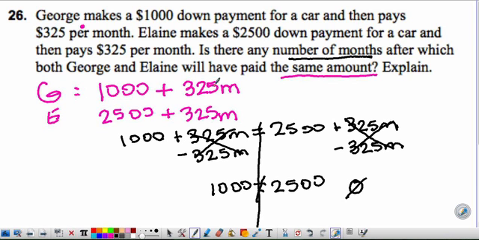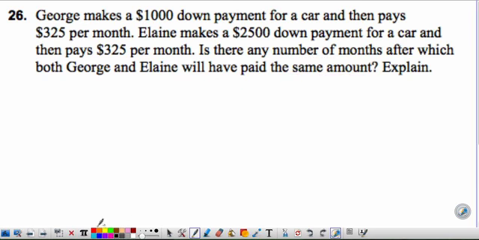Don't be upset when you come down here and you're like, oh my goodness, I have a number equals a number. During your quiz yesterday, you're like, well, this cancels out on both sides. It's okay for that to happen. All right, let's look at number 27.